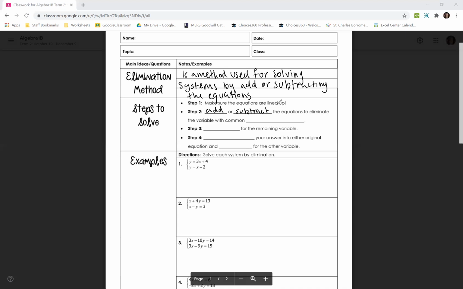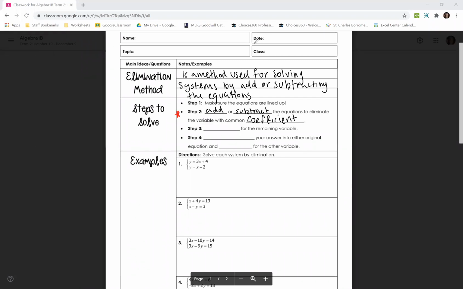Now, step two, I'm going to either add or subtract the equations to eliminate the variable with a common coefficient. Let's remember what a coefficient is. A coefficient is a number that comes in front of your variable. Once we do this step, this is where you end up with one equation with one variable.